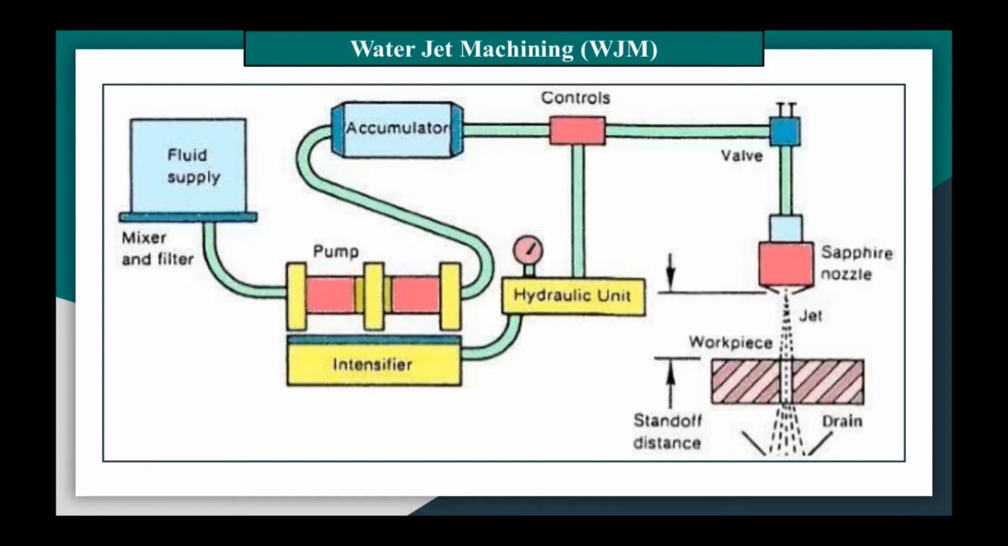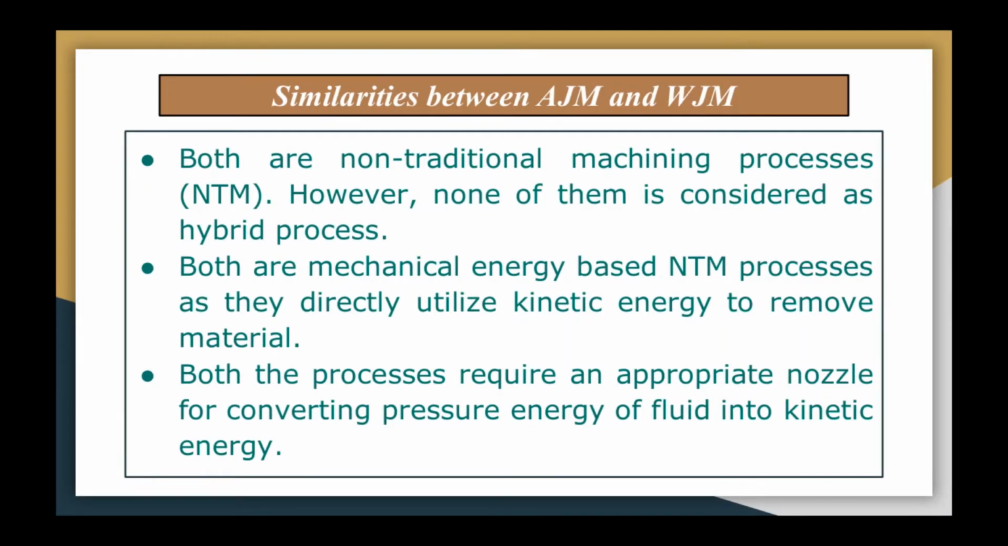Although AJM and water jet machining both employ a high velocity jet to cut the material, they differ in several aspects. Depending on that, we have some similarities and differences between AJM and water jet machining. First I will tell the similarities between AJM and WJM. The first point is that AJM and WJM are both non-traditional machining processes under the mechanical energy based processes.